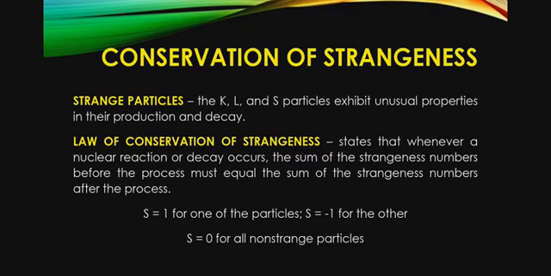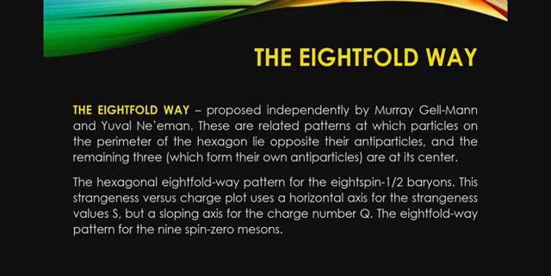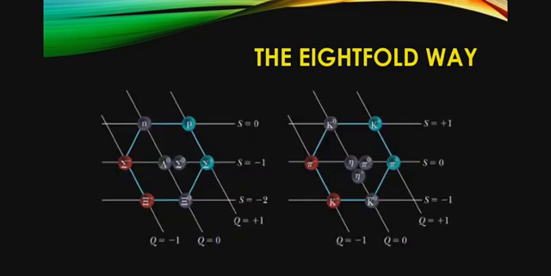Next are strange particles. The K, lambda, and sigma particles exhibit unusual properties in their production and decay. Strangeness means that whenever a nuclear reaction or decay occurs, the sum of the strangeness numbers before the process must equal the sum of the strangeness numbers after the process. Then the Eightfold Way. This one is not that important, but it is part of particle physics.